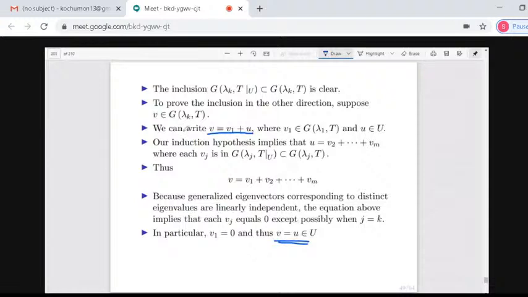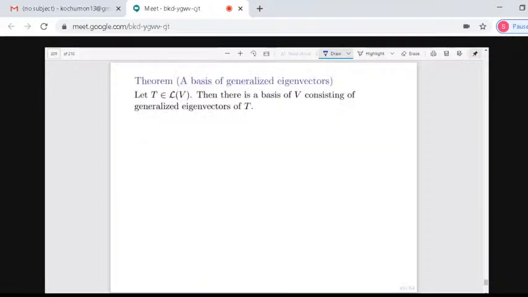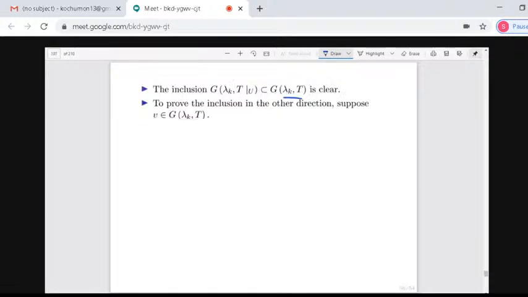V was taken from G lambda K T, you see. And since V is in U, we can conclude that this is here only. So we are done. We have proved a very, very powerful theorem. So what is the theorem?